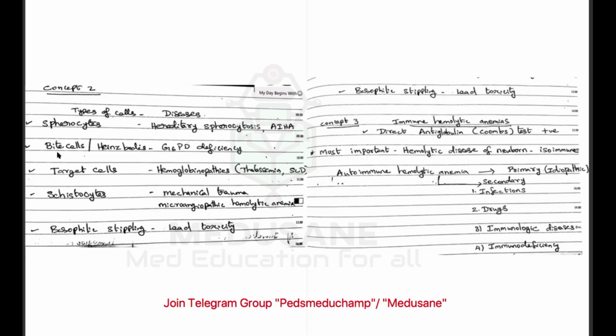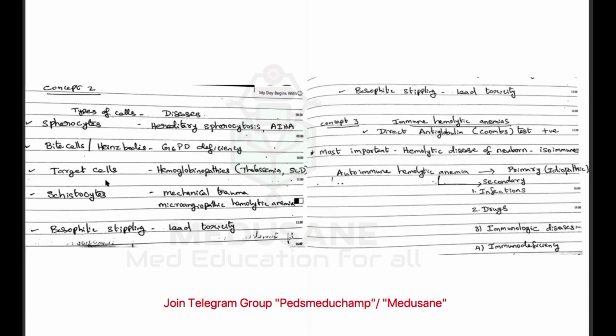Then you have bite cells and Heinz bodies, which are seen in G6PD deficiency. In G6PD deficiency, the hemoglobin is getting denatured, forming Heinz bodies. These Heinz bodies are eaten up by the macrophages in the spleen. So the RBCs will have bite cells.